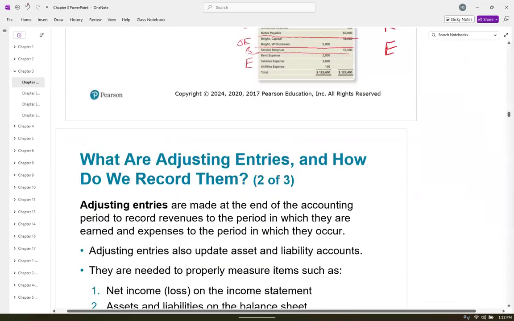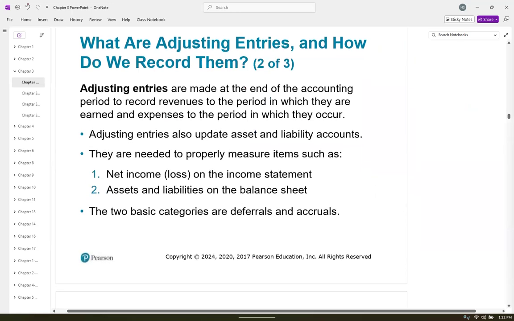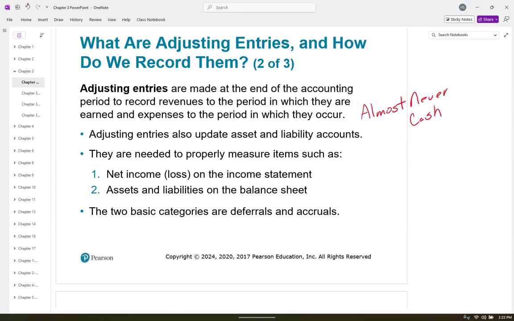Okay. So, adjusting entries. I always try to tell students there are some things not to guess when it comes to adjusting entries. Almost never is cash going to be involved. I say almost pretty much for this chapter. Almost never cash. There are one or two transactions in a chapter way on down the line, but you're taking this test over chapter 3. Don't guess cash. Cash is not going to be an answer.